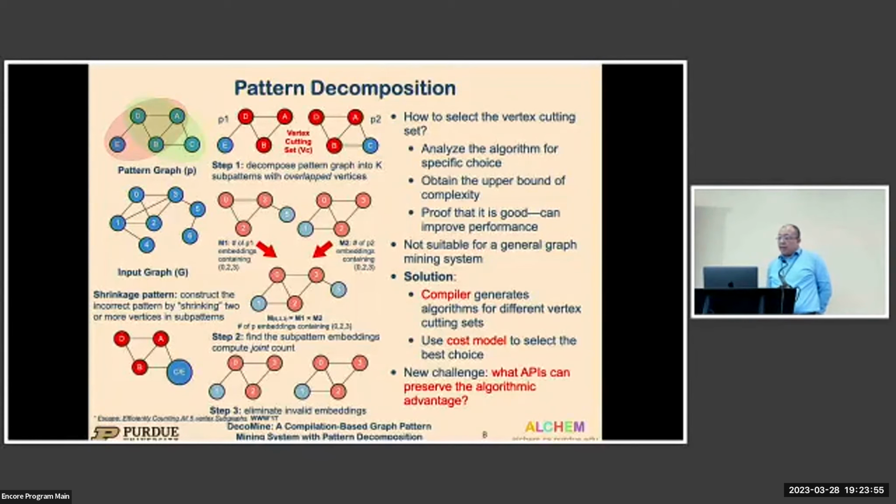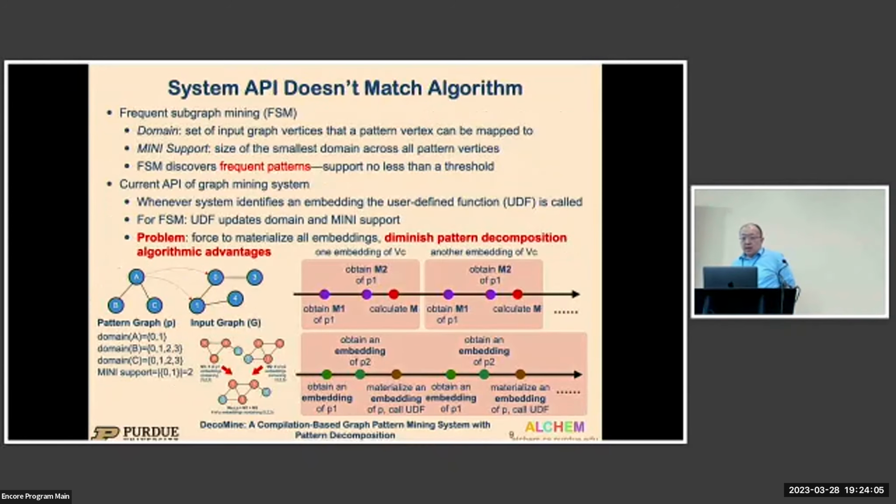But before we describe that part, we also need to solve a new problem. What API can preserve the advantage of the algorithm? This can be explained with this example. Here we consider the application called frequent subgraph mining. Basically, the algorithm tries to find the frequent patterns in the graph. And here we need to have several definitions. The first one is the domain.